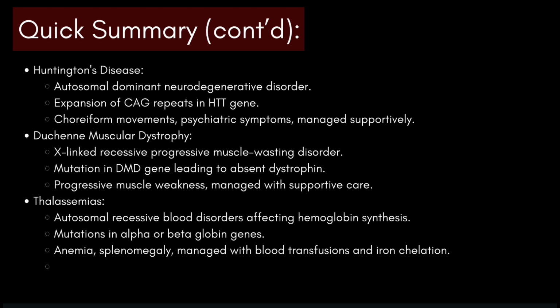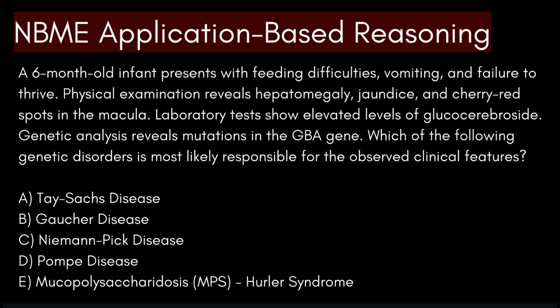All right, going on to questions now. We have a 6-month-old infant that presents with feeding difficulties, vomiting, and failure to thrive. Physical examination reveals hepatomegaly, jaundice, and cherry red spots in the macula. Laboratory tests show elevated levels of glucocerebroside. Genetic analysis reveals mutations in the GBA gene. Which of the following genetic disorders is most likely responsible for the observed clinical features?